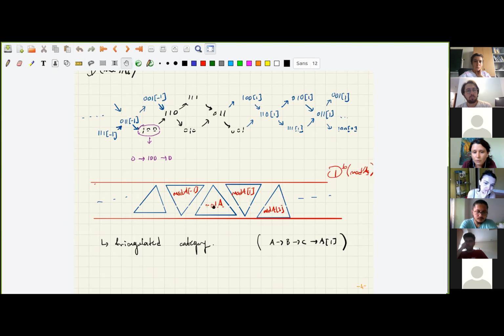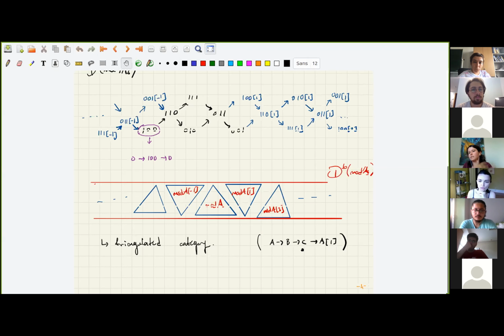We have copies of mod A shifted by 1, shifted by 2. So that's a more uniform picture. This is an infinite strip. Bounded derived categories are triangulated, namely, we have triangles. They look like this. The idea behind triangulated categories is that instead of using short exact sequences, we want to use triangles of this sort. We want to replace the role of short exact sequences with triangles.